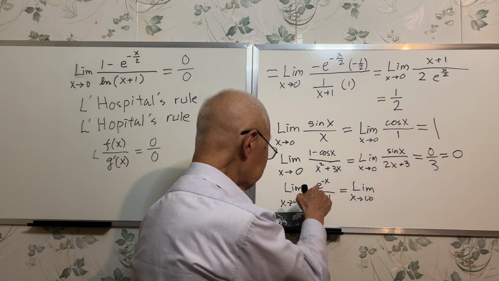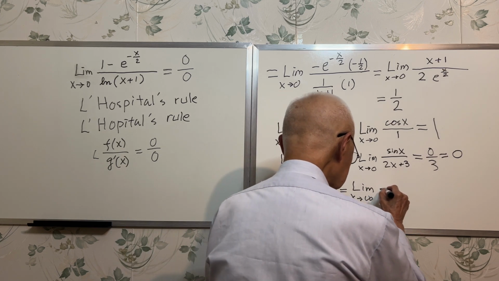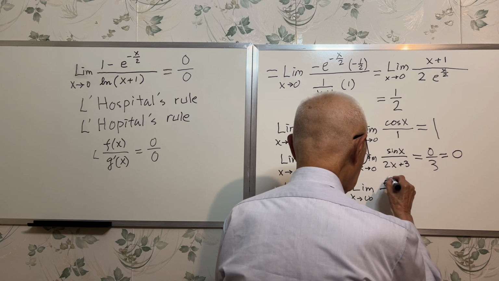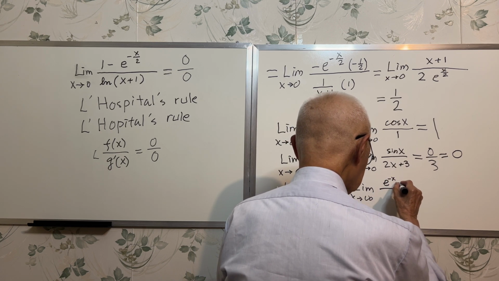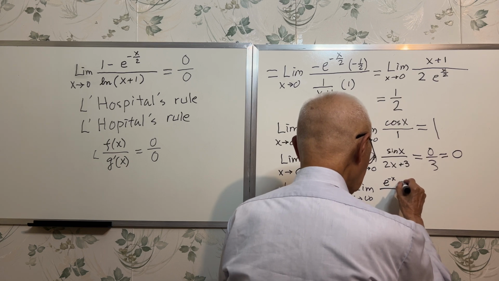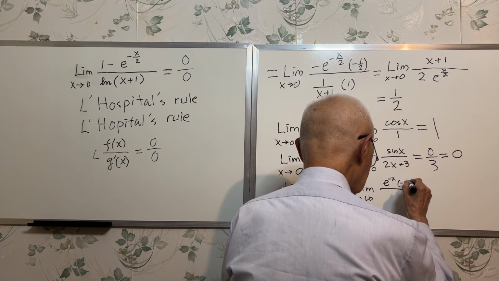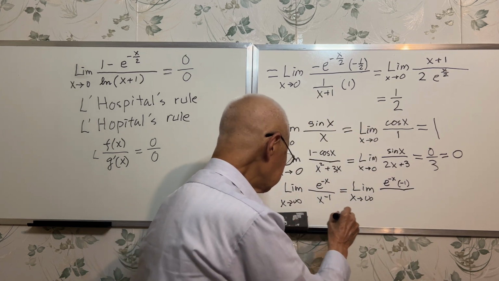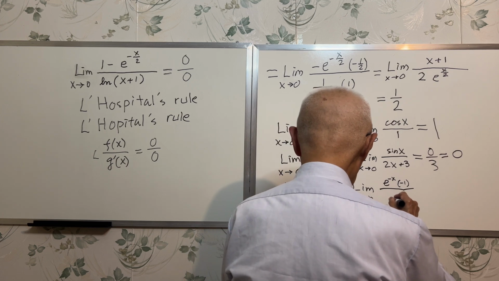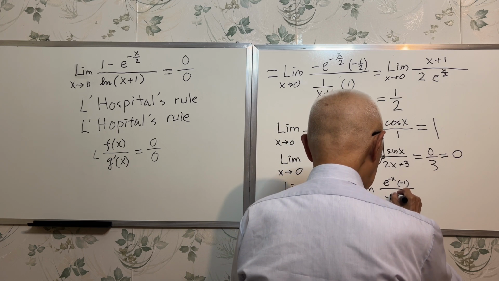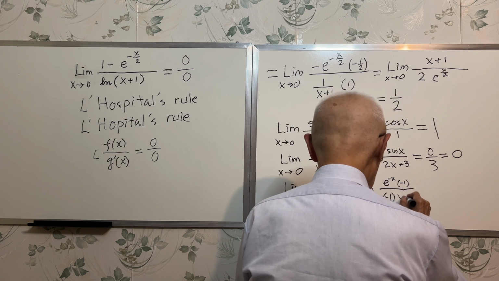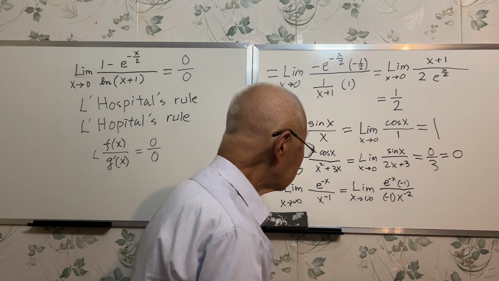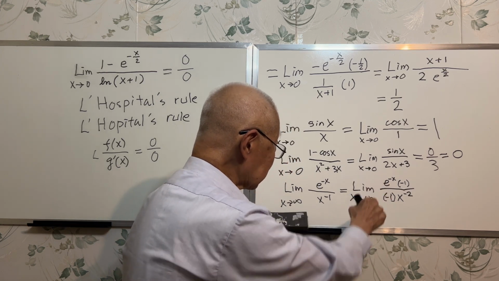What is the derivative of the numerator? You keep the exponential function and do the derivative of the exponent, which is negative 1. The denominator, you do negative 1. This is a power rule, okay, and x to the negative 2. So the negative 1 cancels.